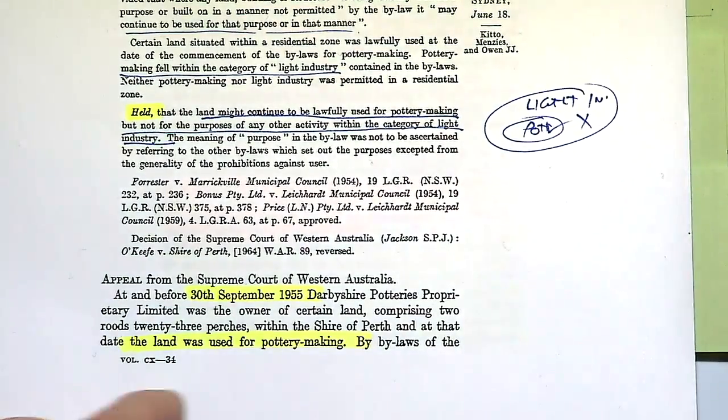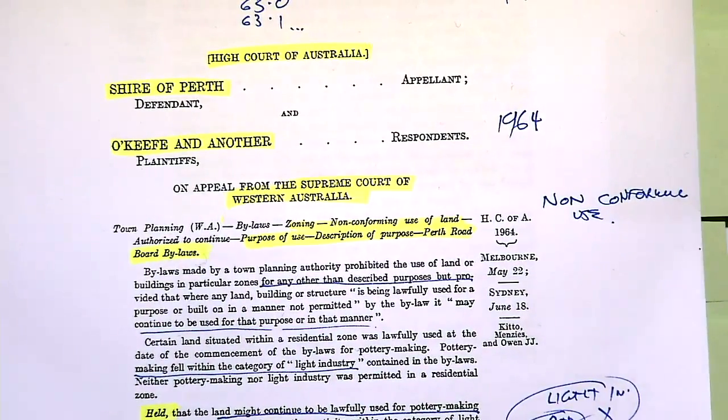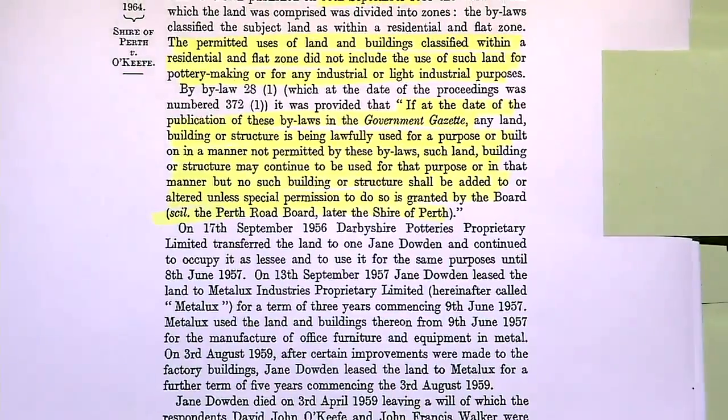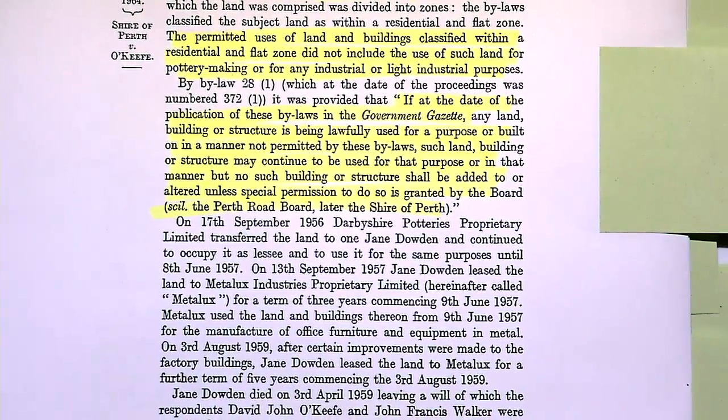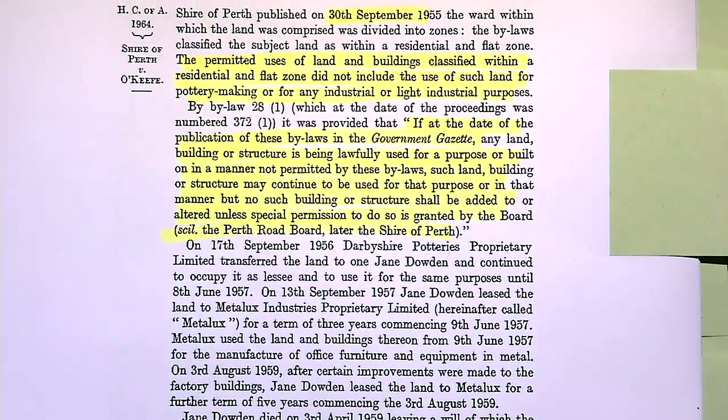So we won't go through all of the detail, but we will go through some of it. And one of the key things there, oh, that was lucky. I'll just give you a bit of context. The permitted uses of land and buildings classified within a residential and flat zone did not include the use of such land for pottery making or any industrial or light industrial purposes. I'd hasten to add these are talking about bylaws, because that's before Perth had planning schemes called planning schemes in that sense.